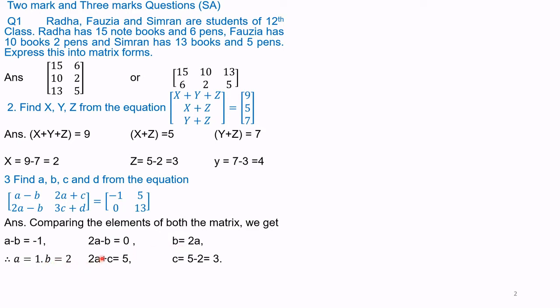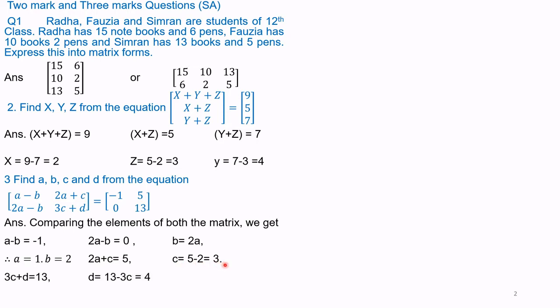Now, we compare 2A plus C is equal to 5. You see, this is the first row, second element on the right hand side. 2A plus C is equal to 5. Therefore, C is equal to 5 minus 2A. So, A value we have found as 1. So, therefore, C will be equal to 5 minus 2, that is equal to 3.